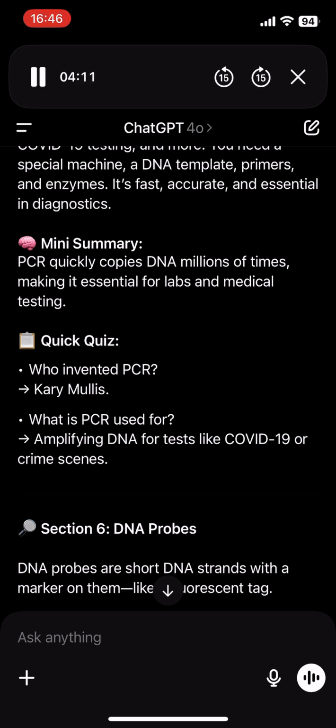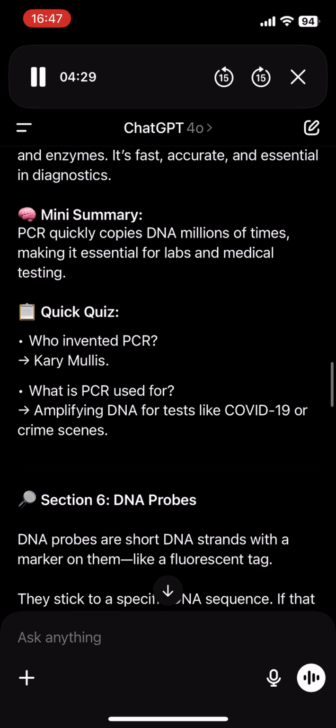Section 6: DNA probes. DNA probes are short DNA strands with a marker on them, like a fluorescent tag. They stick to a specific DNA sequence. If that sequence is in your sample, the probe lights up. It's like a targeted search tool. DNA probes are fast and useful for identifying bacteria or viruses in medical diagnostics.